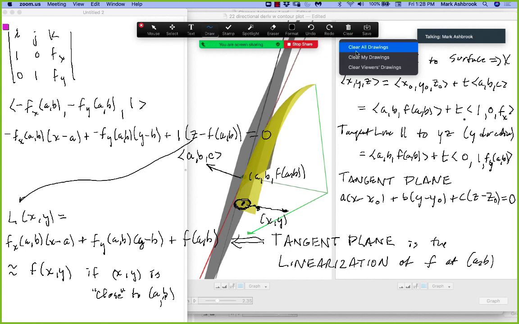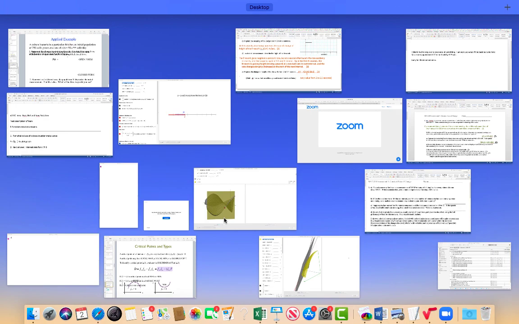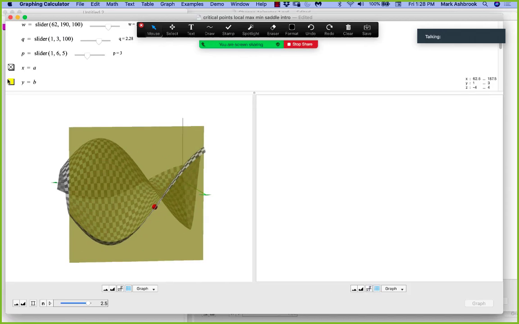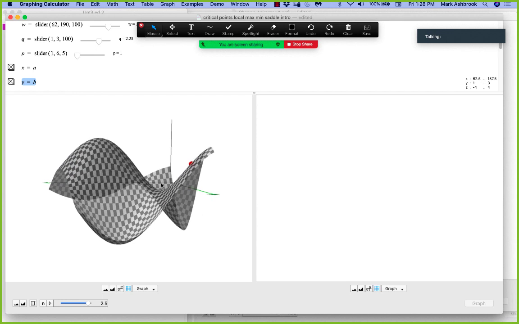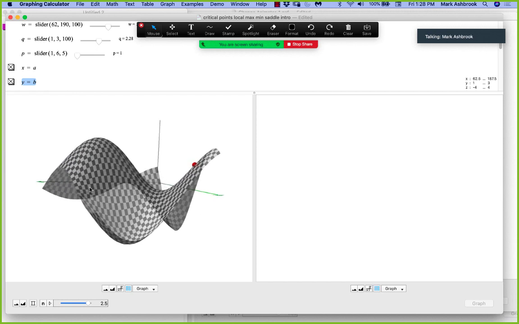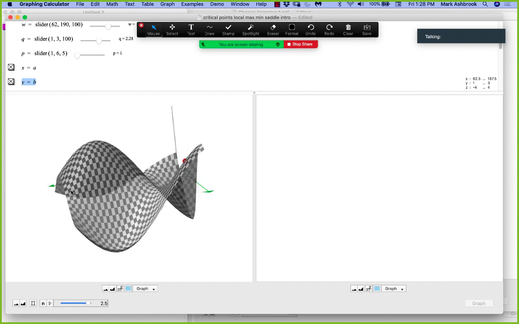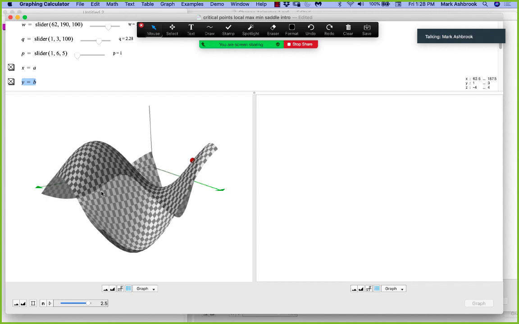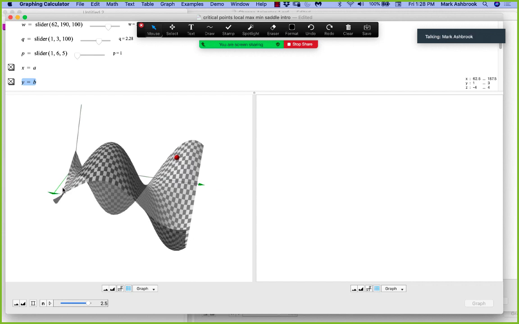Okay, so let's look at, I did this here, let's turn that off. Go back to number 1. Okay, so I got a point on this, here's a multivariable surface, say function f. And I got a point on that surface, kind of back there.